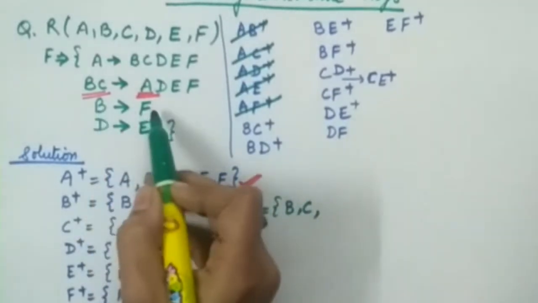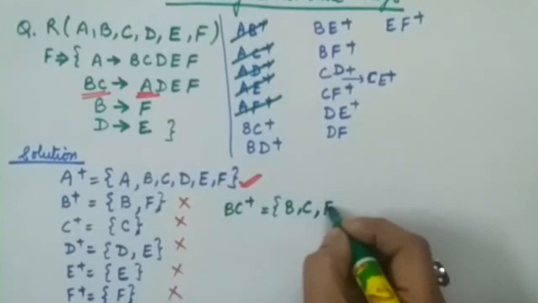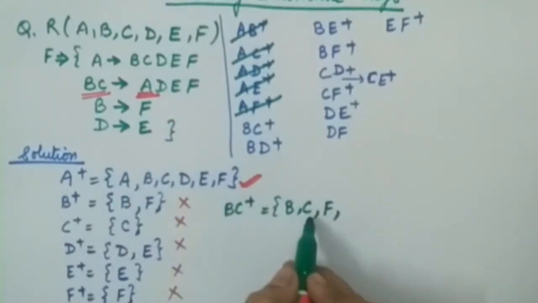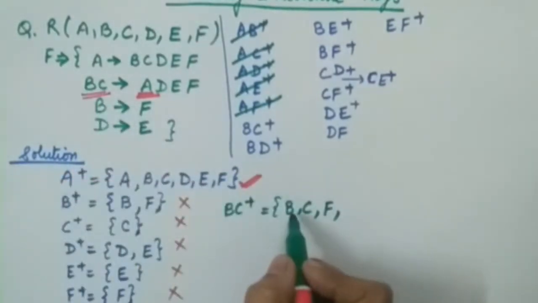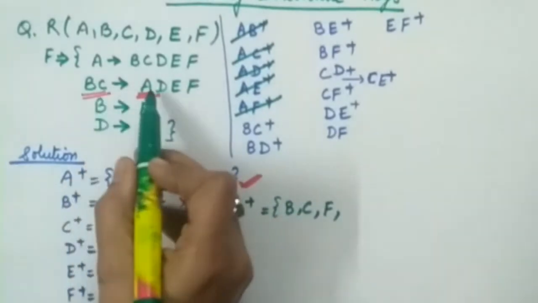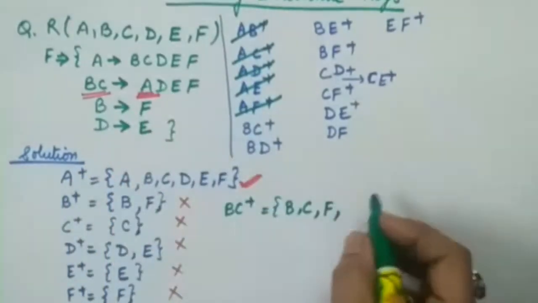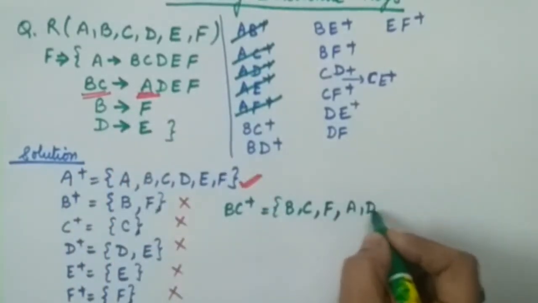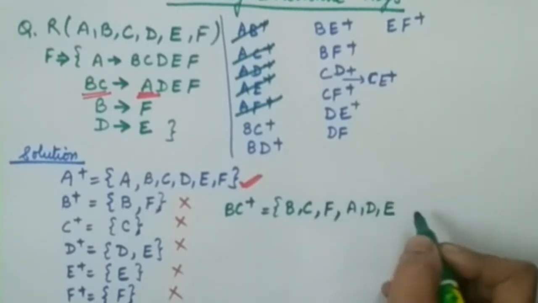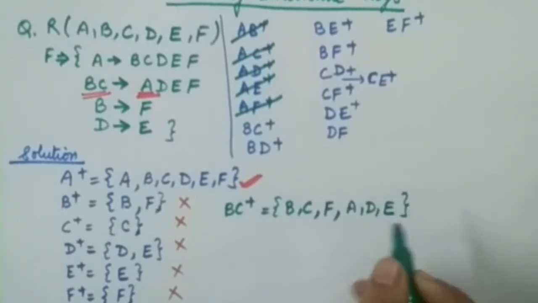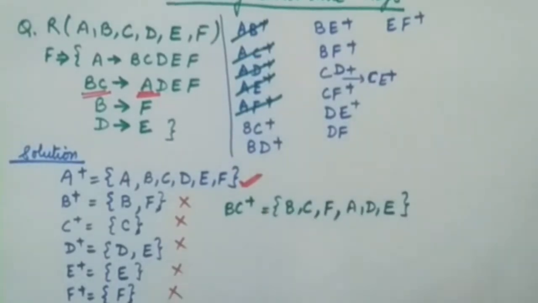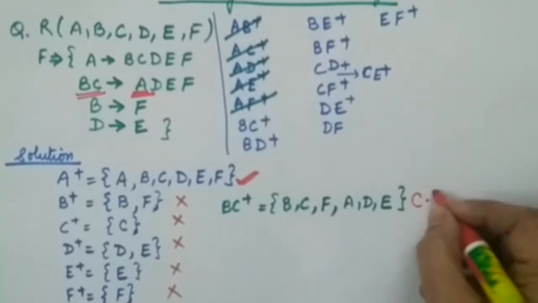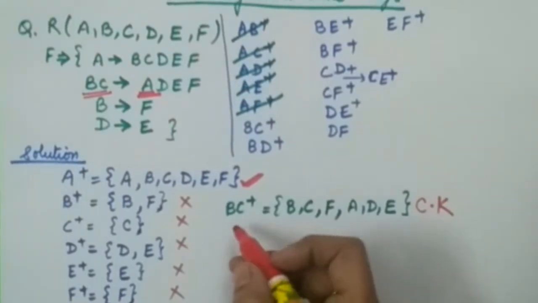Then from B I can reach F. Then from BC combining, I have both the attributes B and C. So with BC, I can reach A, D, E, F. A, D, E, F already written. So all the attributes are present, A, B, C, D, E, F. So this is a candidate key, which I told you earlier.